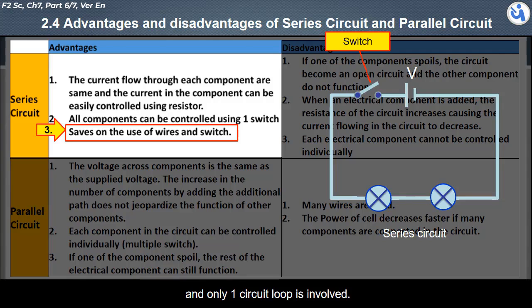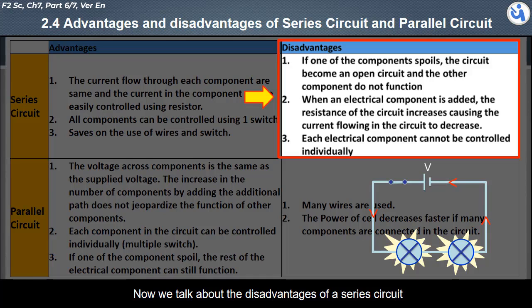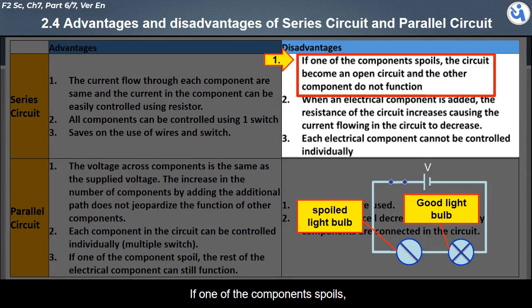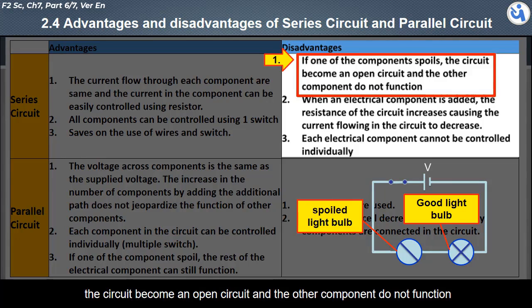And only one circuit loop is involved. Now, we talk about the disadvantages of a series circuit. If one of the components spoils, the circuit becomes an open circuit, and the other components do not function.